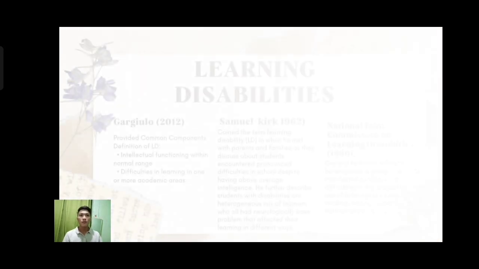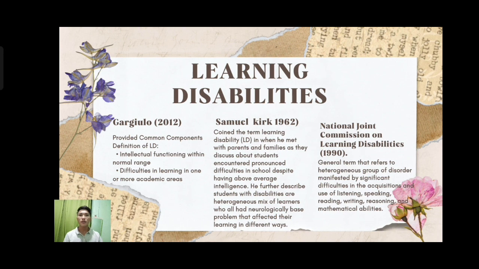The next one is the learning disabilities. Gregorio 2012 provided common components in the definition of learning disabilities: intellectual functioning within the normal range, and difficulties in learning in one or more academic areas. You can determine if the learner has a learning disability if he or she cannot focus on what they are doing, or cannot focus on a task. You can determine that it is a learning disability.